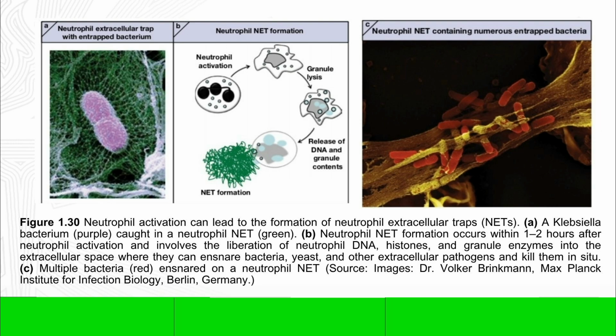In this figure, this is an illustration of what a NET looks like. In the first photo, it is a neutrophil NET, the color green, that caught a bacterium. The second photo shows the process of NET formation, and later we're going to discuss that further. And the last photo shows the bacteria, in red, ensnared on a neutrophil NET.